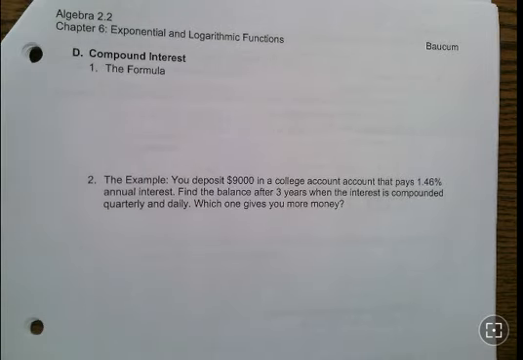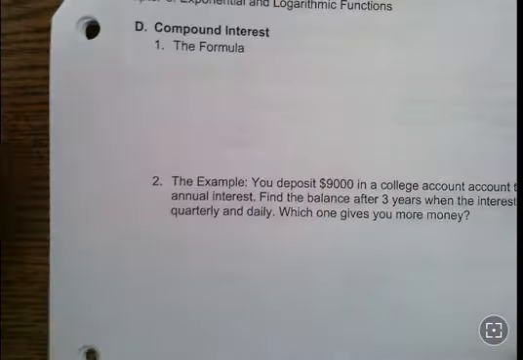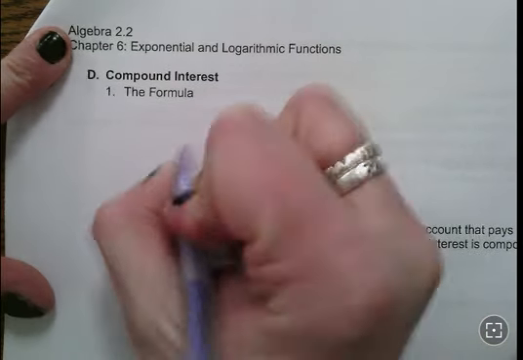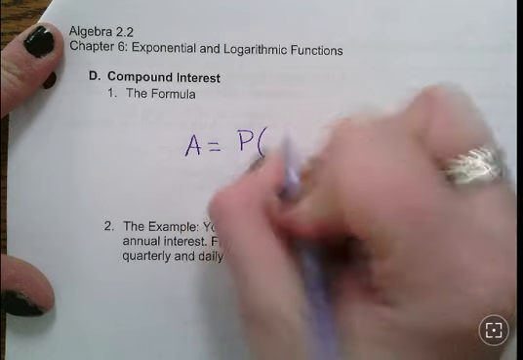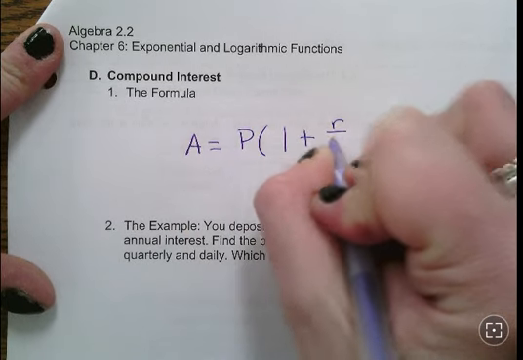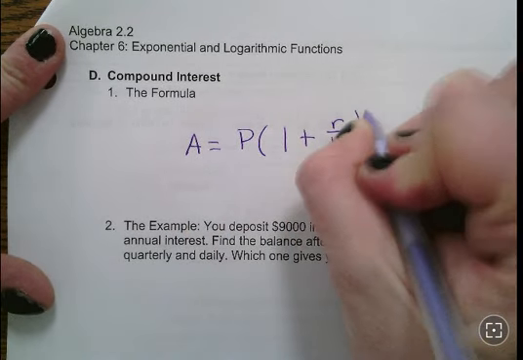All right, so the last kind of topic we have to work on here is compound interest. If any of you have a bank account, you actually have compound interest in your life. The bank actually gives you interest when you have a bank account there. And so here's the formula that they use. It looks very similar to the one we just looked at. A equals P times (1 plus r over n) to the n times t.